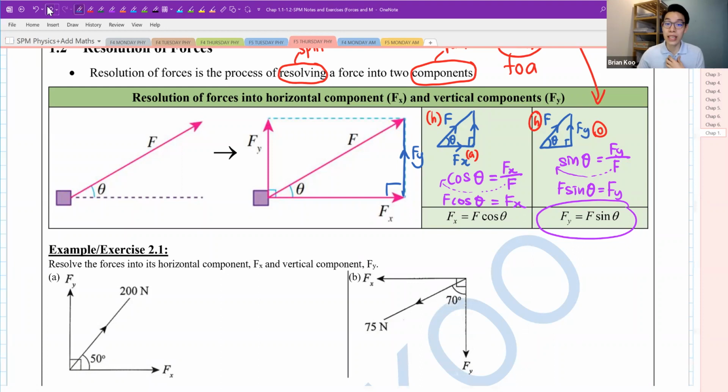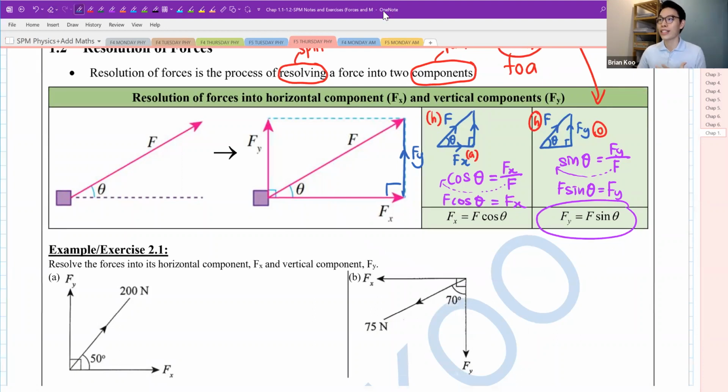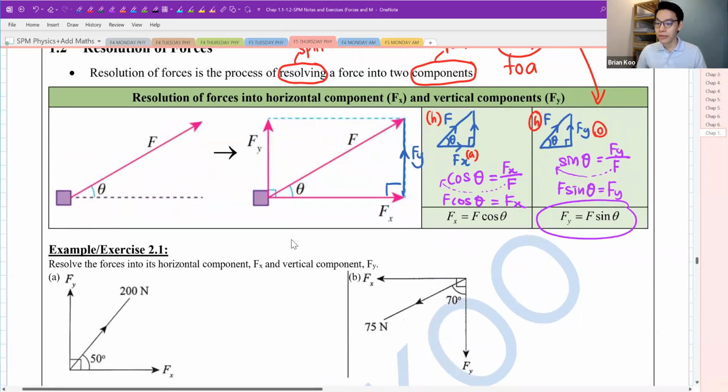If you ask me, in my opinion, this one is not as important as what I'm going to do in 2.1. I need your attention in 2.1. This part is very important. If you understand 2.1, you understand the whole subtopic. Okay. Let's give it a try.